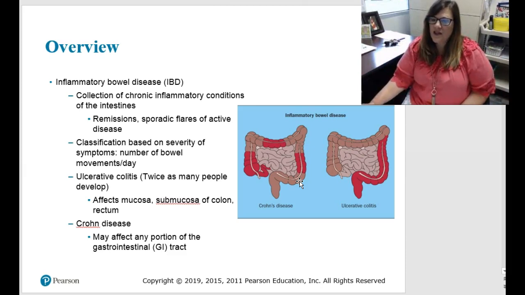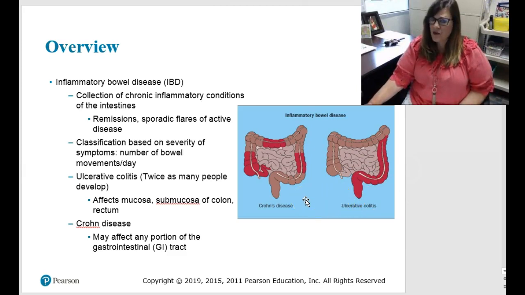So the classification is based on how bad the symptoms are and the number of bowel movements in a day. And then this just gives you a picture of what the colon looks like, what the bowel looks like with the different diseases. So with Crohn's disease, you can actually have involvement pretty much anywhere from the mouth all the way to the anus. But the places where we normally see it would be the ascending colon, like here, the transverse colon, and the descending colon. In ulcerative colitis, you see it's more in the descending colon, the sigmoid colon, and the rectum.